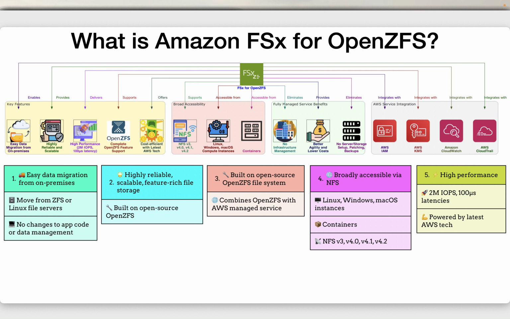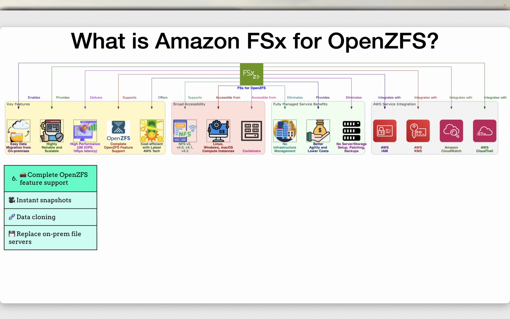And this is also powered by the latest AWS compute, disk, and networking technologies, including AWS Scalable Reliable Datagram networking with the AWS Nitro system. Amazon FSx for OpenZFS delivers up to 2 million IOPS, input/output operations per second, with latencies of hundreds of microseconds.